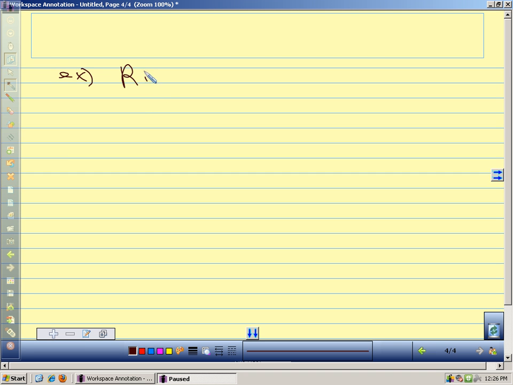So we have a, listen up guys. We have a right cone. All right, come on guys, let's stop talking please. We have a right cone. Our radius is 6 centimeters. Our slant height is 10 centimeters. And we want the surface area.